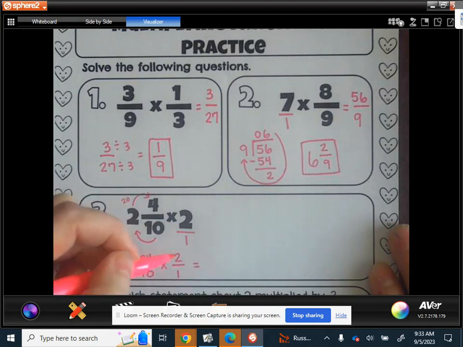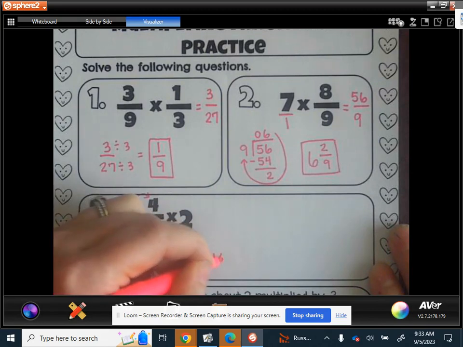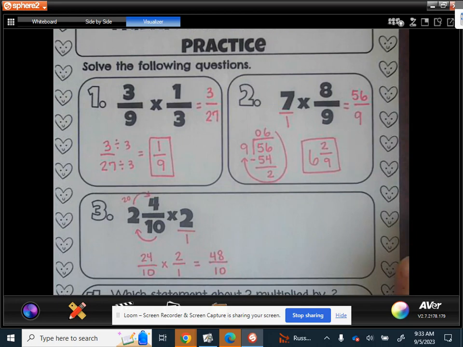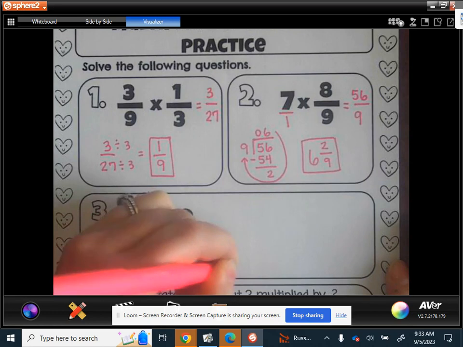So 24 times 2 is 48, and 10 times 1 is 10. On this one, we have two issues. You can simplify, and it's also improper. You can fix either issue first. I like to simplify first to make my numbers easier to work with.